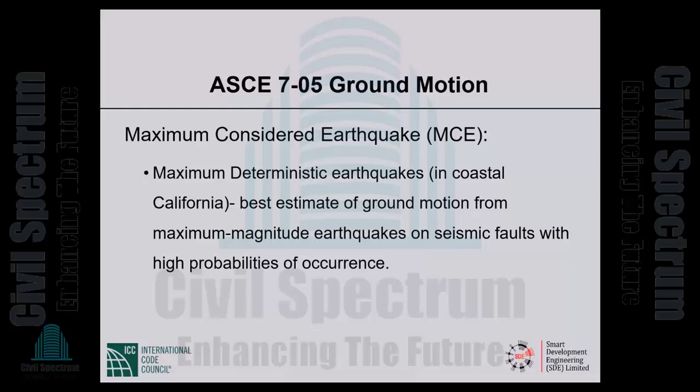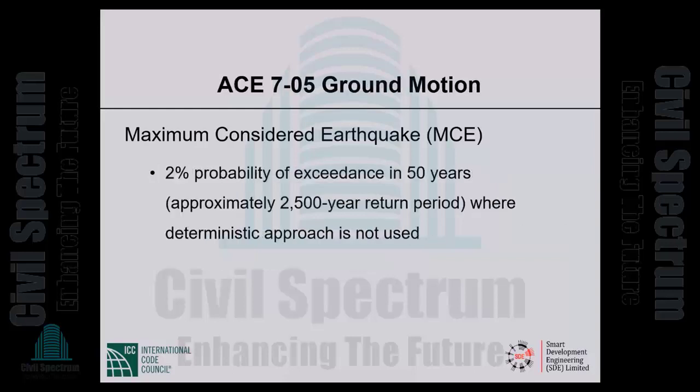Okay? Now, elsewhere in the country, where seismologists have nowhere near the same handle on either the seismic sources or their capabilities, they have collectively decided that the earthquake that comes the closest to the deterministic earthquake of coastal California is the 2,500-year return period event, 2% probability of exceedance in 50 years. So for most of the rest of the United States, this is the maximum considered earthquake.